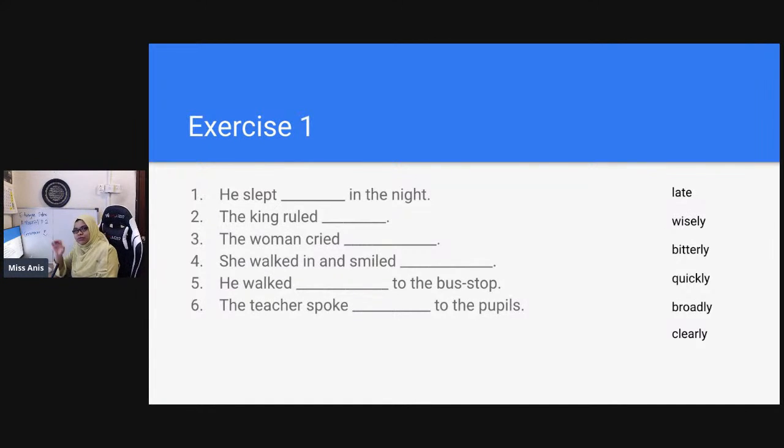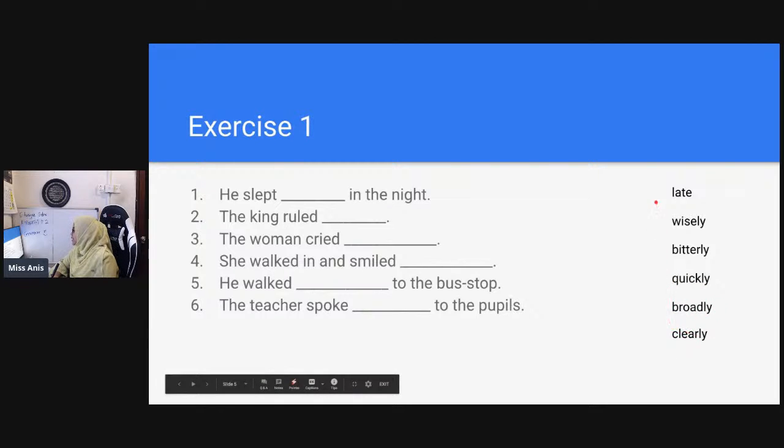Okay, so when we try to answer this kind of question, kita kena baca the whole sentences to get the idea what is trying to be portrayed here, apa yang sedang diterangkan, apa yang dia nak cerita ni. Okay, so here he slept in the night, so maksudnya dia tidur malam. So out of these 6 words, yang mana kena dekat sini? Okay, so here late lambat, dengan arif, dengan pahit, cepat, dengan lebar, dengan terang.